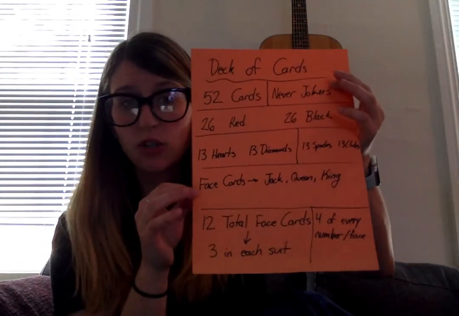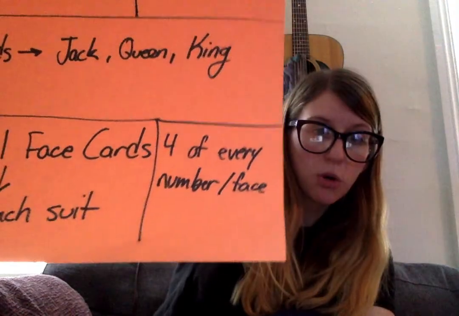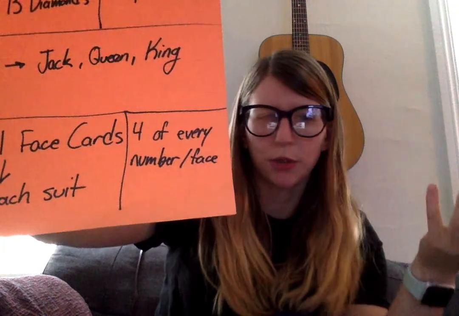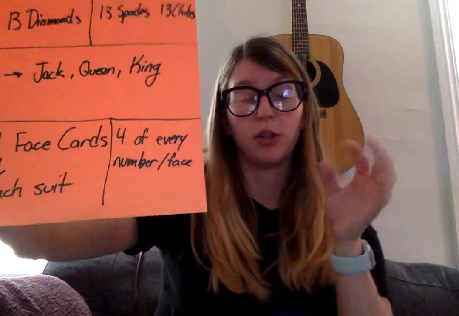The last thing I need you to know is that there are 4 of every number or face or whatever you want to call ace. I call it a number. There's 4 of each in every deck. So there's 4 aces, 4 twos, 4 threes, 4 fours, 4 fives, 4 sixes, 4 sevens, 4 eights, 4 nines, 4 tens, 4 jacks, 4 queens, 4 kings. 4 of each specific number or face.